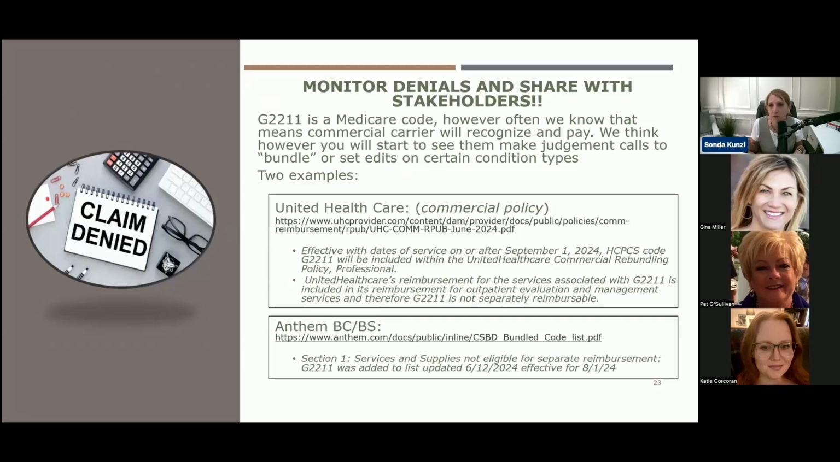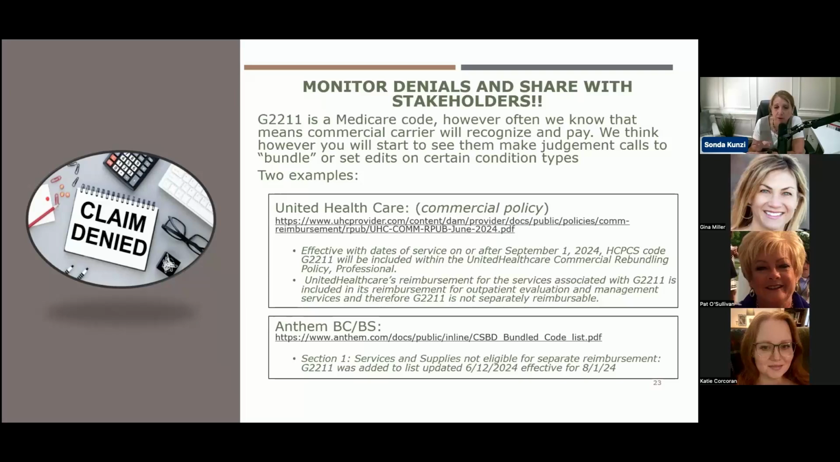And here's the one I wanted to tell you about in terms of what we see with the policies out there. Now, I do have some bad news. Don't let this shadow over trying to build this code. The bad news is United Healthcare has come out and said, beginning September 1st, they're going to say the G2211 is rolled into the E&M. They say it's an inherent part of the evaluation and management. So that's going to go away. But very important, don't stop billing it.